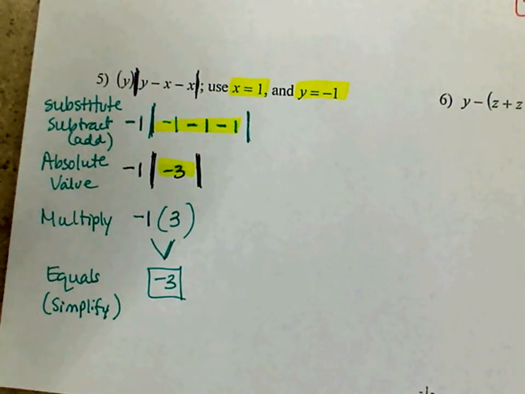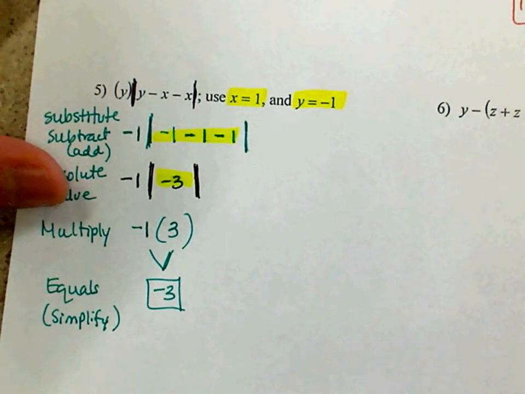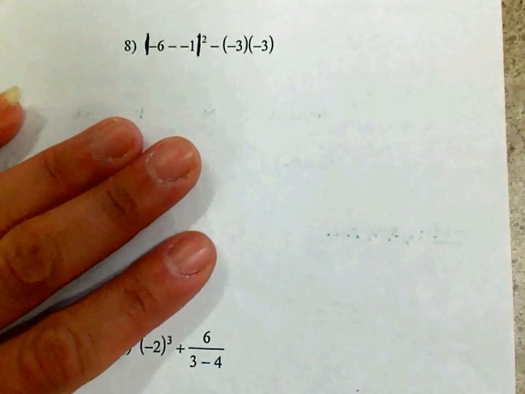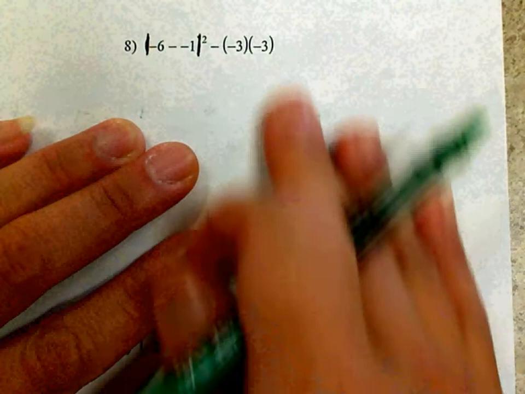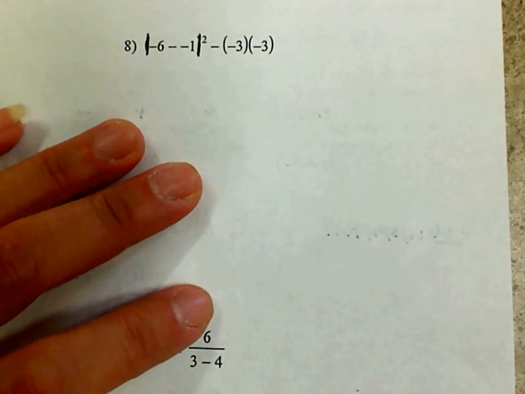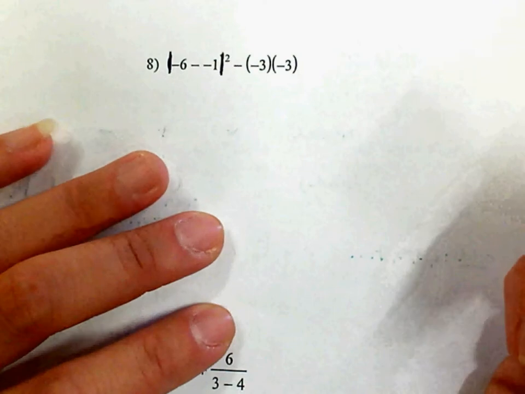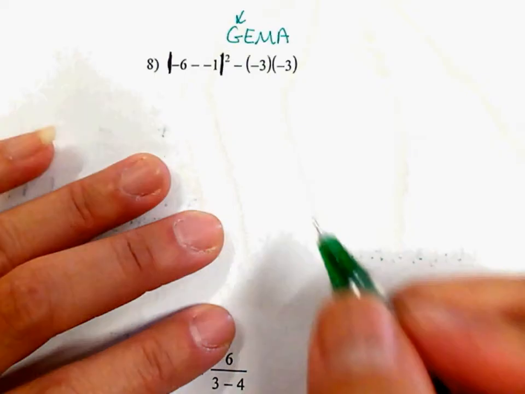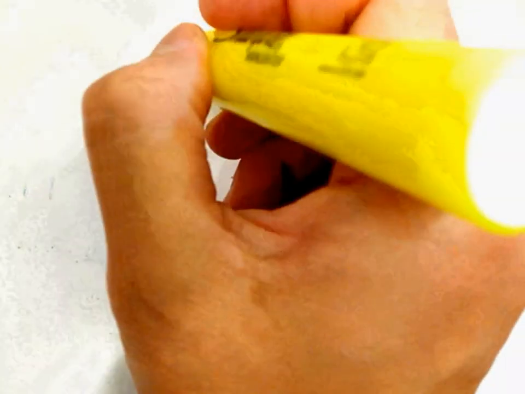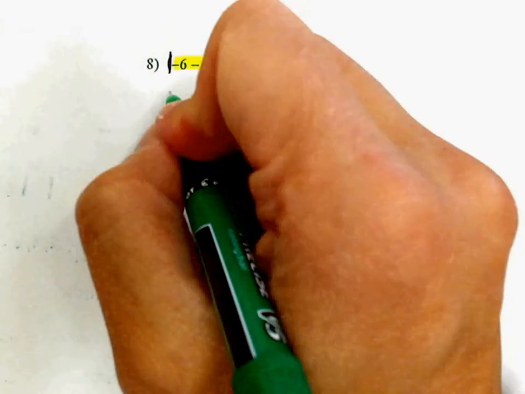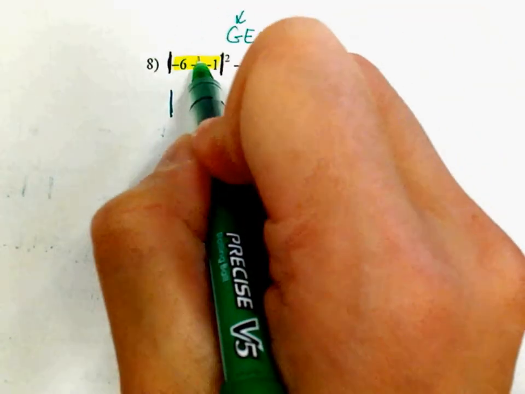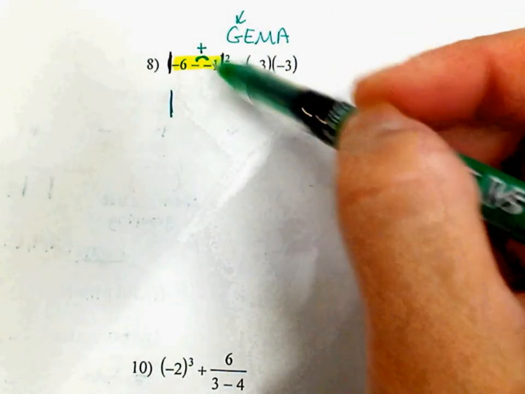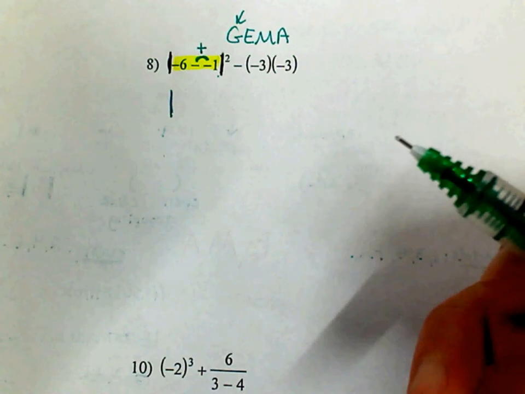All right, any questions? Okay, let's go to the back. Let's do the other one that has an absolute value. Let's go to number 8. Now notice there's no substitute here. All this is math, right? Step number 1. Remember GEMA? Think of your absolute value like a grouping. So you're going to do this one first. A negative and a negative become a positive. So what is -6 plus 1? -5. Very good.